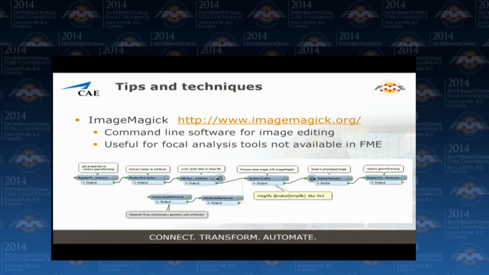Will one day we'll actually have focal analysis tools in FME? Absolutely. I've been asking for it for like 5 years now.